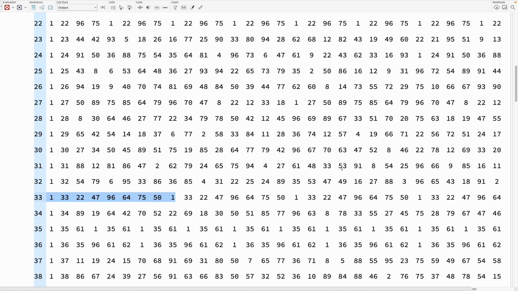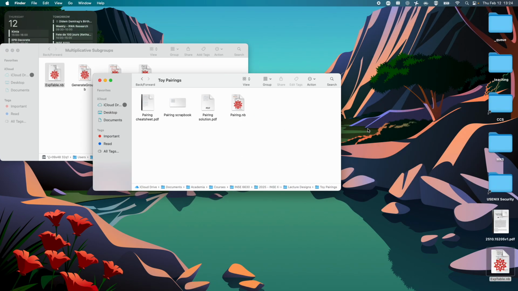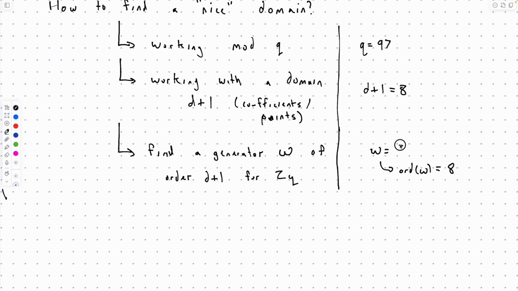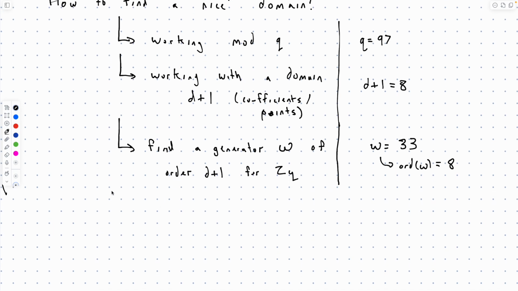So I don't know yet. I just know that 33 works. So I'm going to write in 33. And then what I'm going to do is generate the group. So it's going to be w to the 0, w to the 1, w to the 2, w to the 3, all the way up to w to the d.